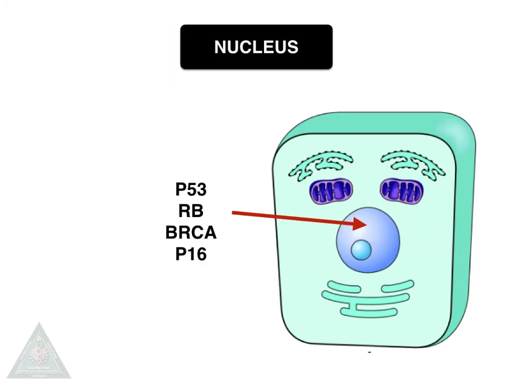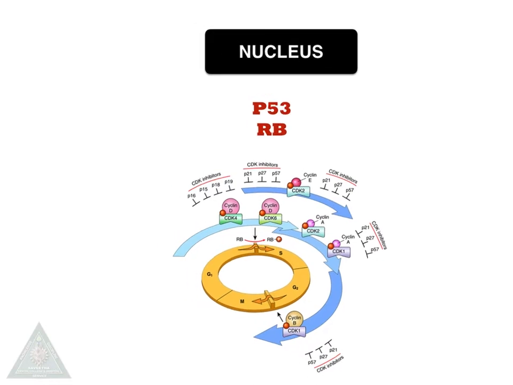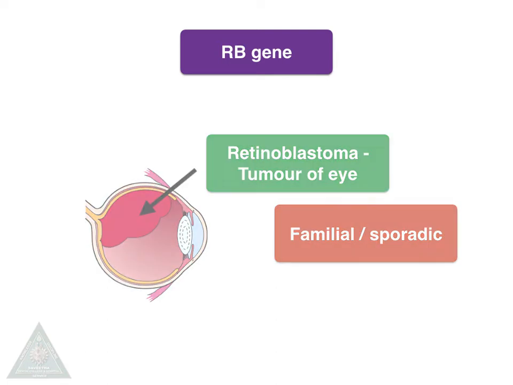Among the nuclear genes, P53, retinoblastoma RB gene, BRCA, and P16 are very important because they regulate the cell cycle. The main ones are P53 and the RB gene. Coming to the RB gene, that is the first discovered tumor suppressor gene, from a tumor called retinoblastoma, a tumor of the eye. There are two types, familial and sporadic.